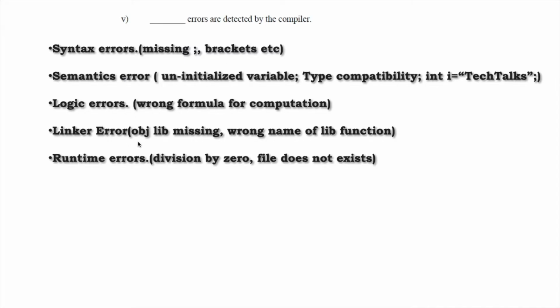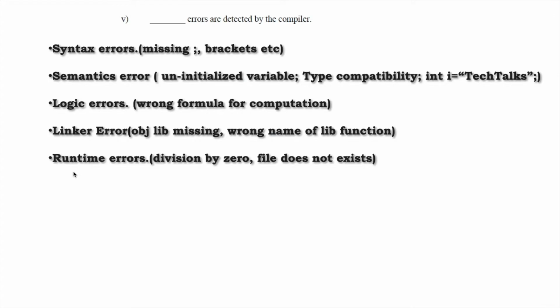Similarly, linker errors occur when object library files are missing or wrong names of the library functions are given. C uses a lot of standard library files that are separately compiled and object files are created, and the linker combines them and makes an executable file. During that time, many problems may occur. The file may be missing or have the wrong name. Those are linker errors. The compiler has nothing to do with this kind of error.